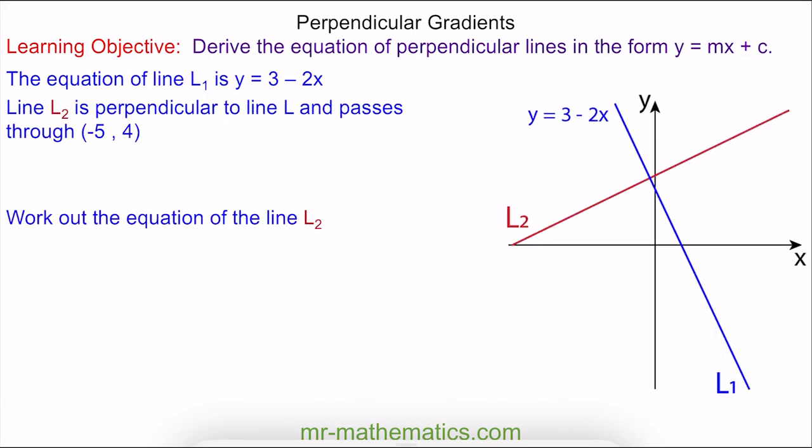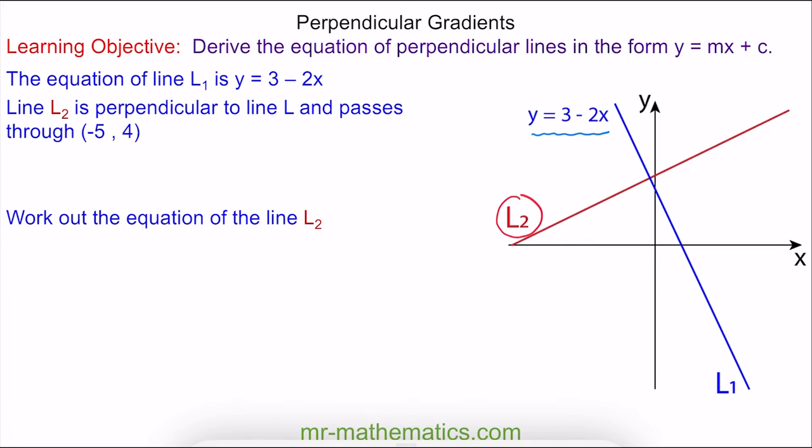In this question we have two straight lines again, L1 and L2. The equation of line L1 is 3 minus 2x, and the equation of line L2 we've been asked to find. Do you want to try and work out the equation of line L2 yourself? You can pause the video and resume it when you're ready.